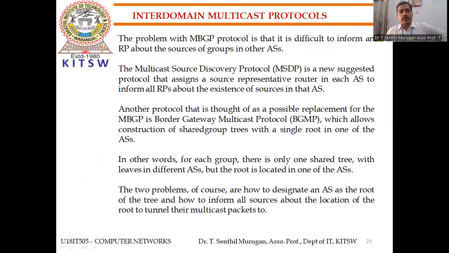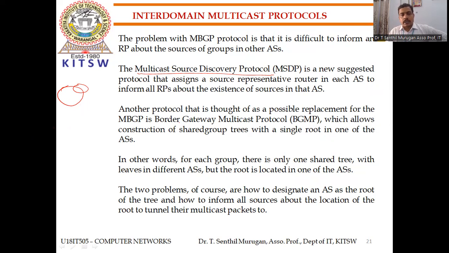So for that, what will it do? Multicast Source Discovery Protocol, MSDP, is the new protocol. It is used for assigning a source representative router for each autonomous system. So what it will do is assign one representative to each autonomous system. The representative is responsible for sending the information to all the members.